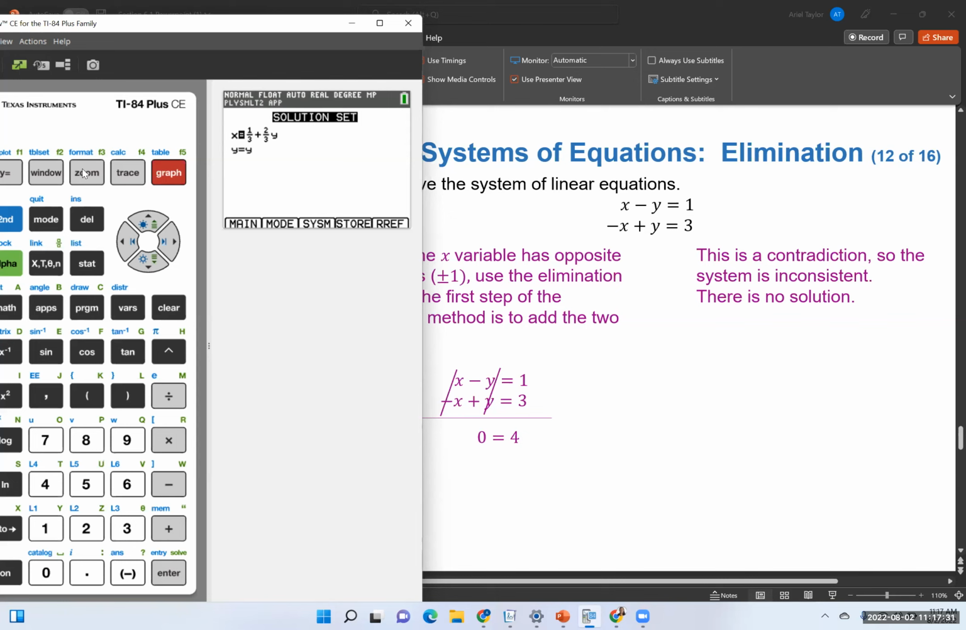So I'm gonna go back to system and clear it out, and let's type it in again. 1, -1. Again, I don't have to type in -1. If you want to just use the minus key with the plus sign, then that works too. 1, -1, 1, 3. And I'm gonna solve it.